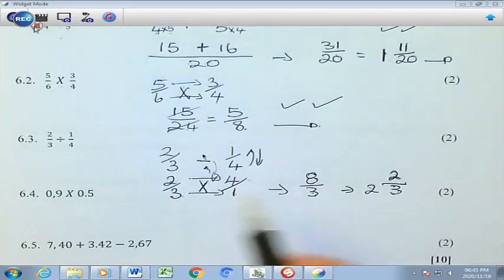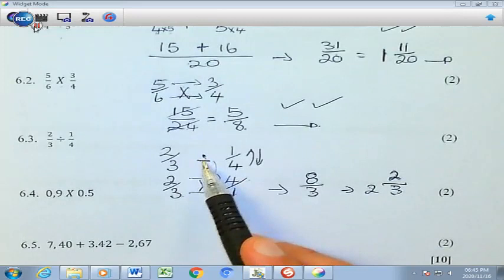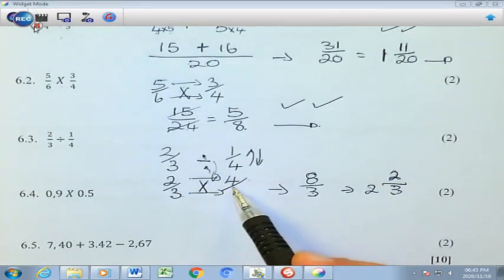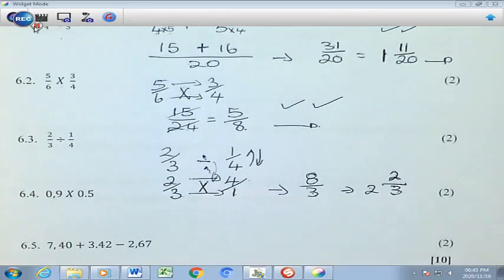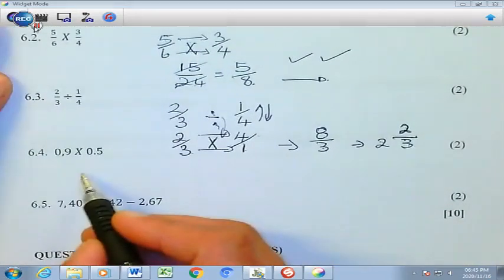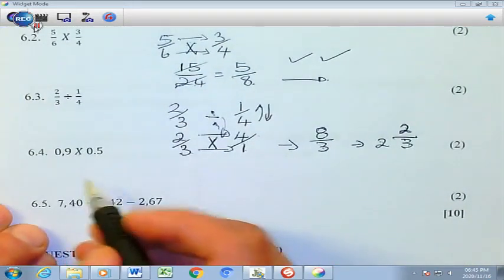Okay? Just remember this operation here. Multiplication takes over from the division, and the second one swaps. The second one swaps from numerator to denominator and the other way around. Alright, let's look at the decimal fractions here.